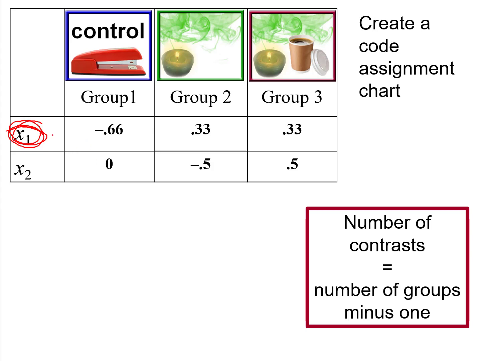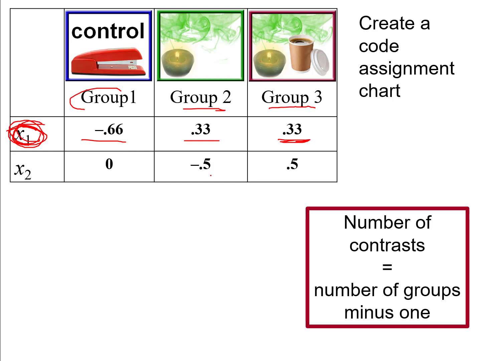And here's what I'm going to do. I'm going to say if you're in group 1, your score for x1 is going to be negative 0.66. If you're in group 2, your score for x1 is going to be positive 0.33. And if you're in group 3, your score on x1 is also going to be positive 0.33. So now I've just assigned people, I've done coding. So this is a coding process. I'm assigning values to people based on group membership.